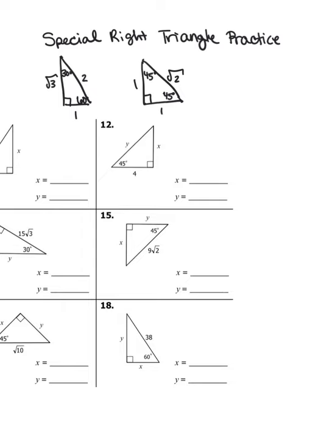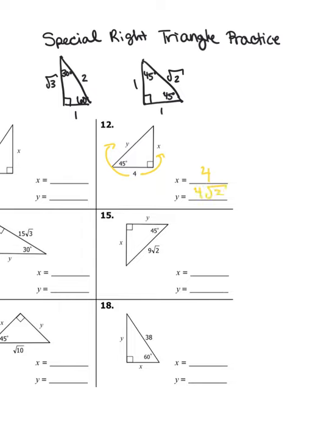Okay, let's look at the other 3 that I had to move off to the side so I could see better. Number 12 is a 45, 45, 90 triangle. So it gives me a leg. Remember, my legs are the same, so x is 4. To go from my leg to my hypotenuse, I multiply by the square root of 2, so I get 4 square roots of 2.